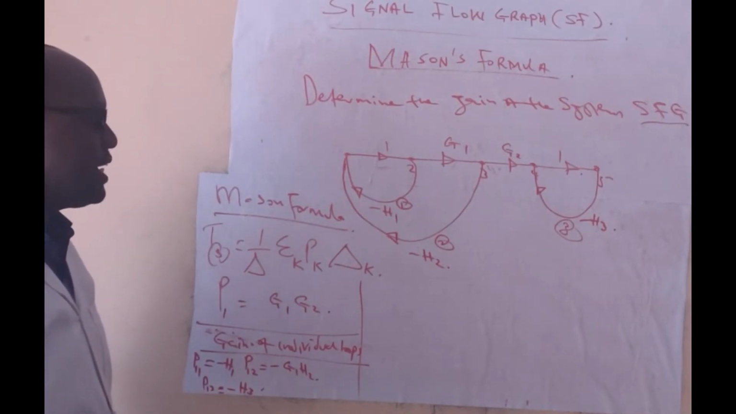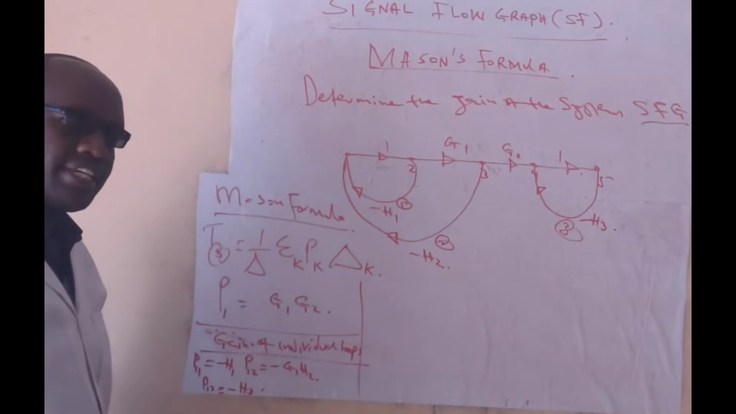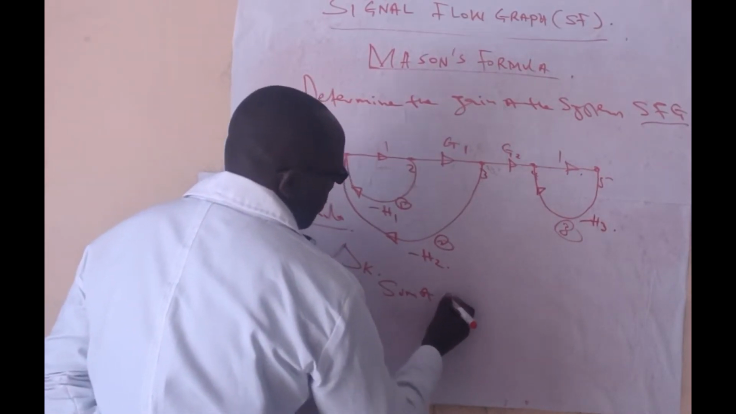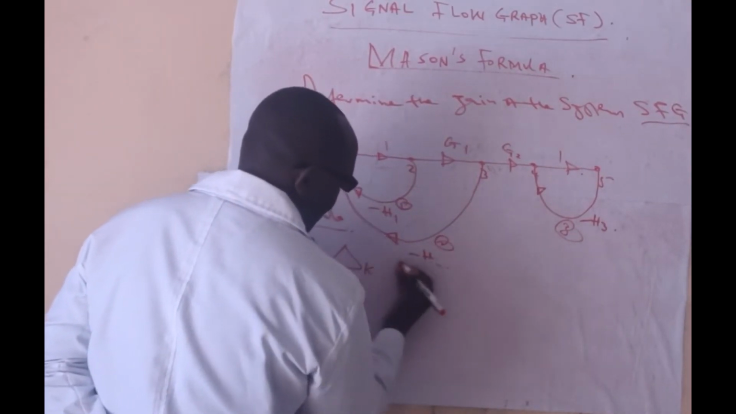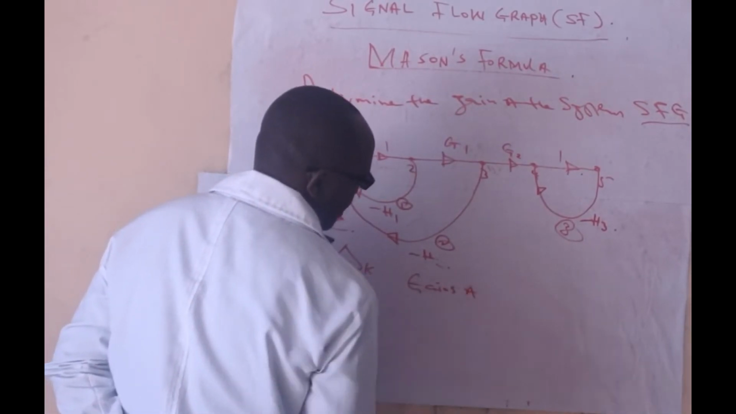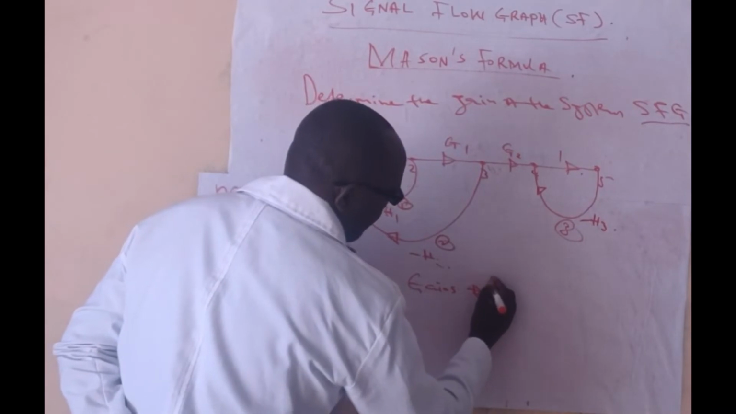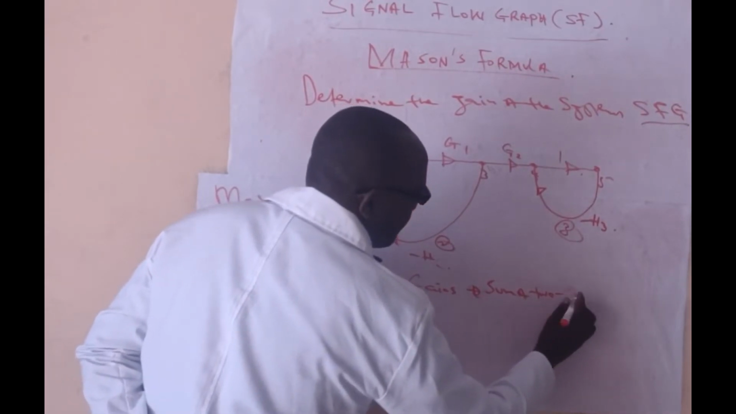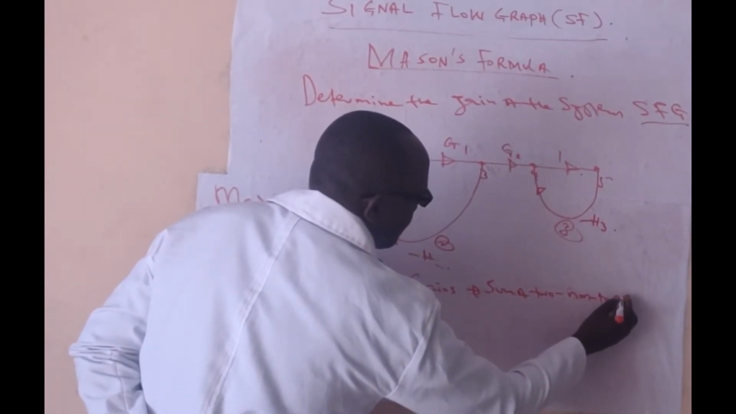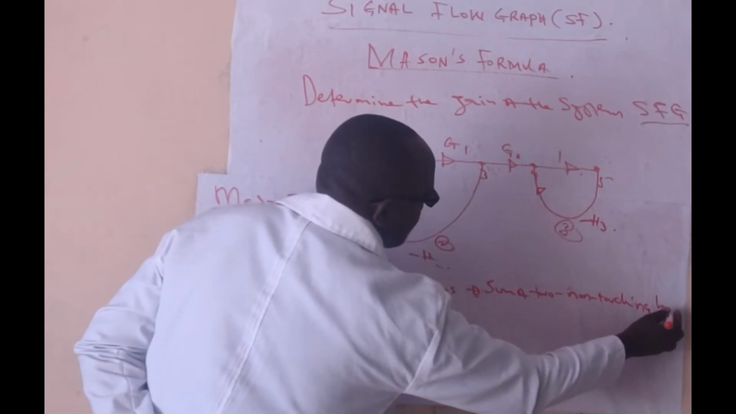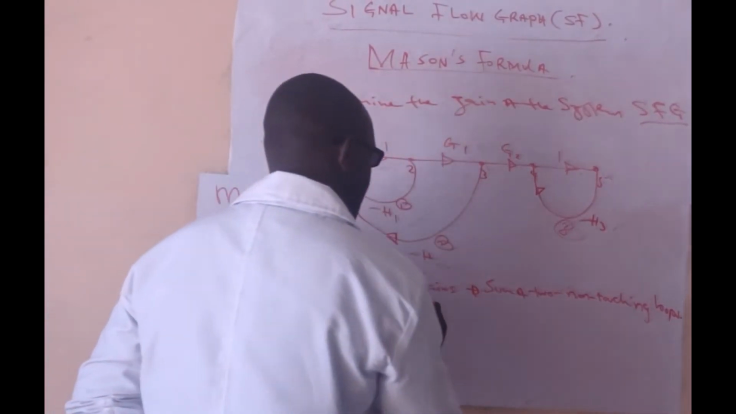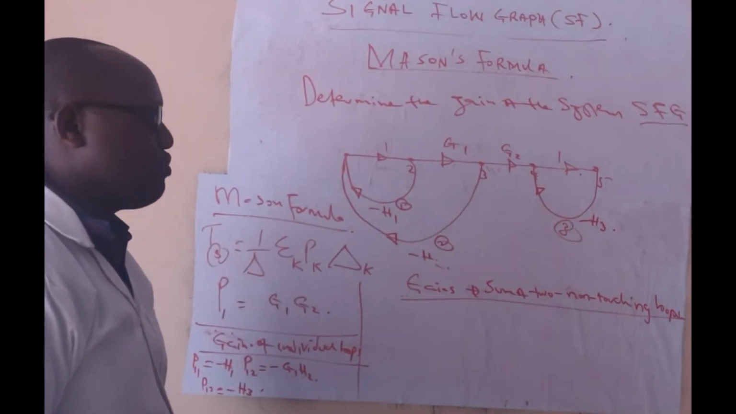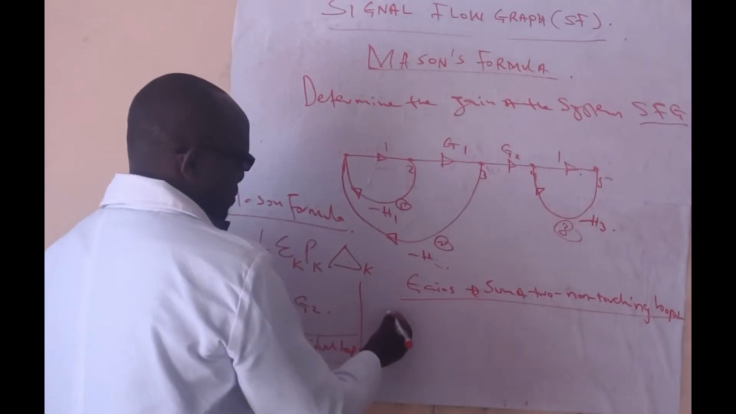Then the second thing is to determine the sum of two non-touching loops. So we can now say P2 1.